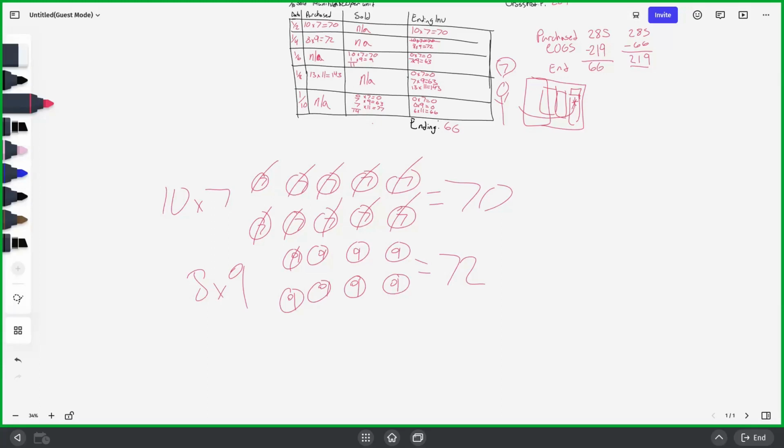Okay. That helped a little bit. Can we do another one? Yeah, of course, let's do the same problem in LIFO. That way we can see both sides of it.